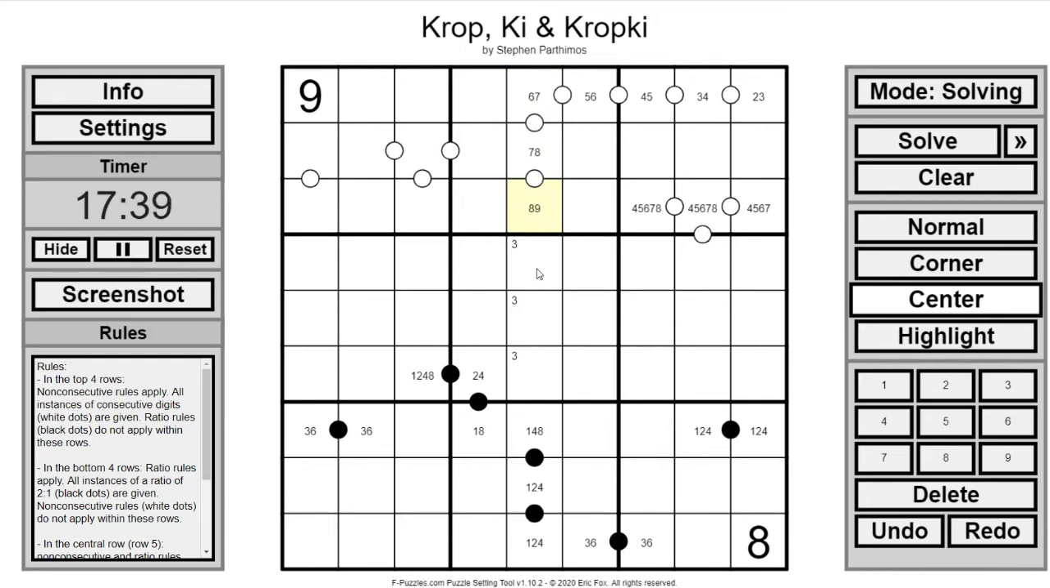Well, now 8's guaranteed. It's either 7, 8, 9 or 6, 7, 8. So this can't be 8. This is either 1, 4, which means this has to be a 2.